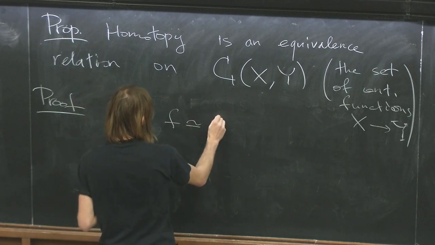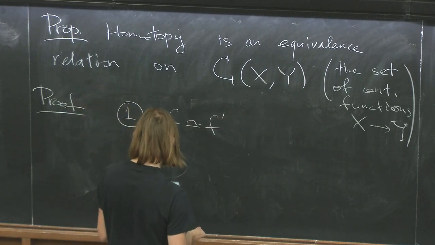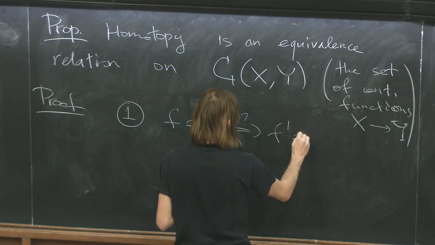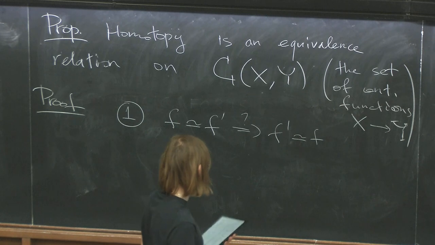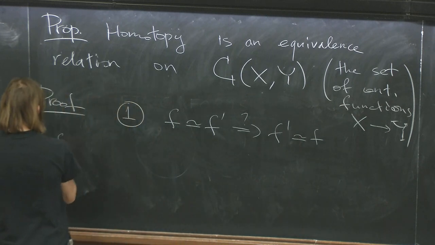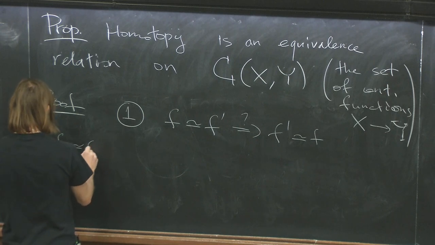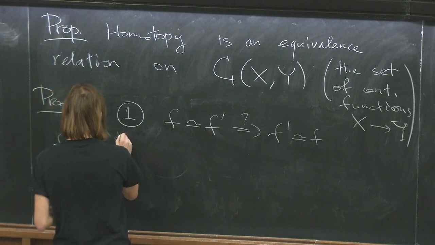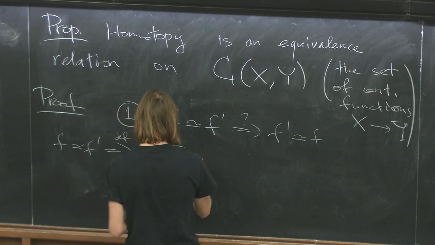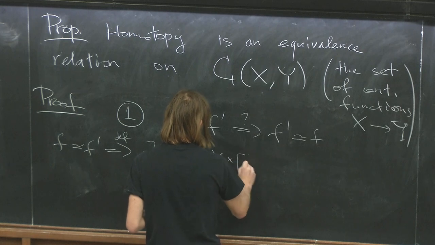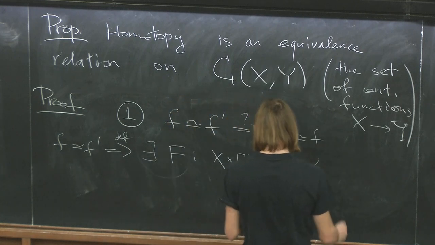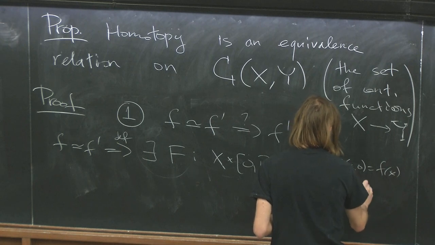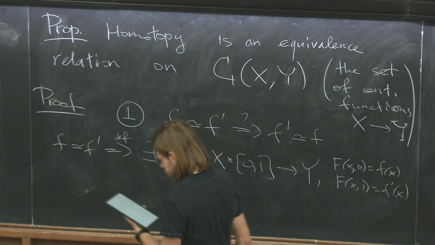So suppose F is homotopic to F prime, does it follow that F prime is homotopic to F? Well, this is kind of obvious, but let us do it formally. So suppose F is homotopic to F prime, as in the definition, then there exists a big F, a map from X times interval to Y, such that f of x 0 is equal to f of x, and f of x 1 is equal to f prime of x.